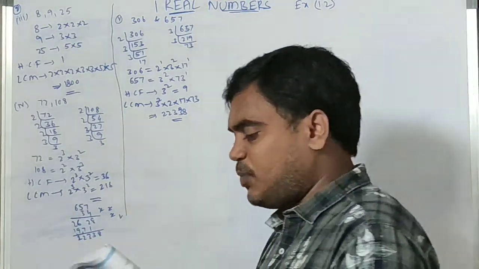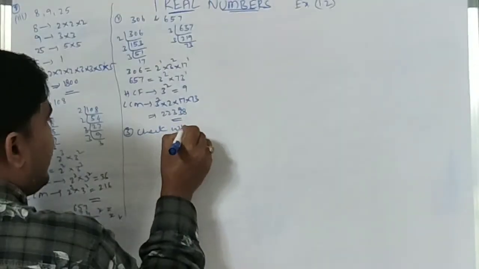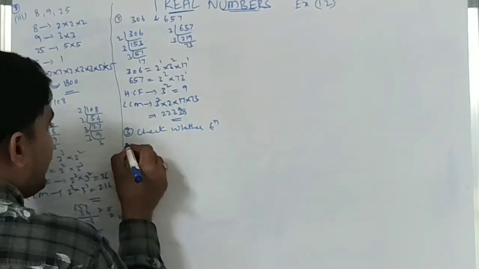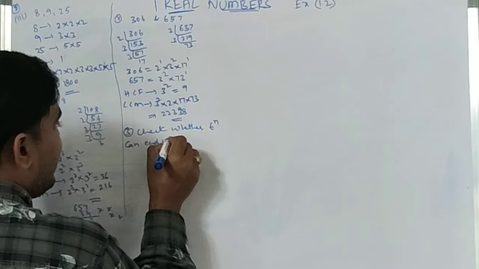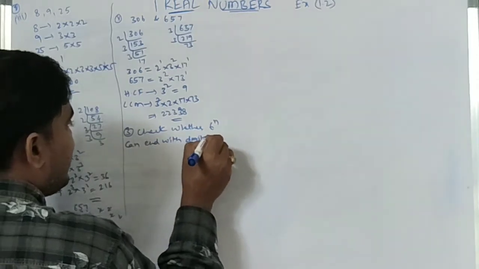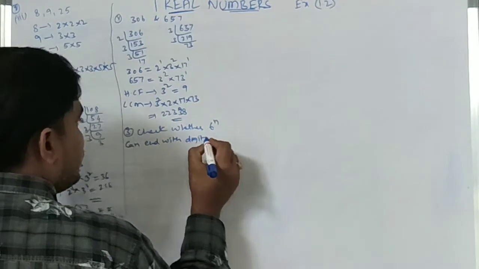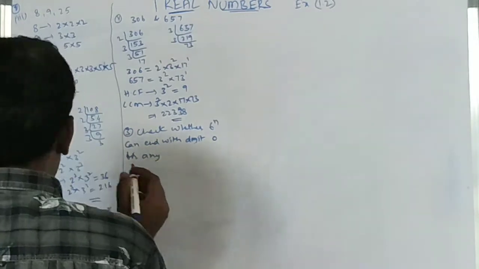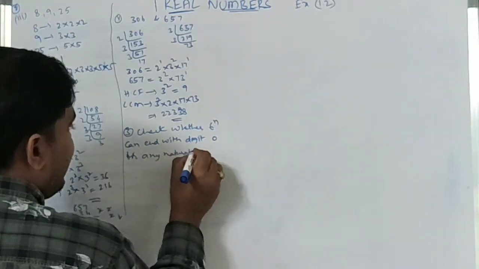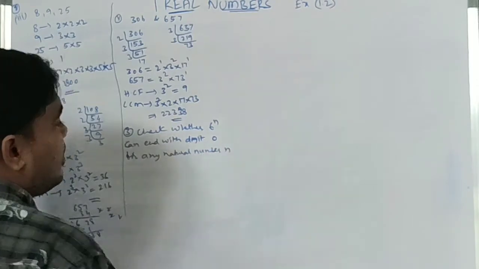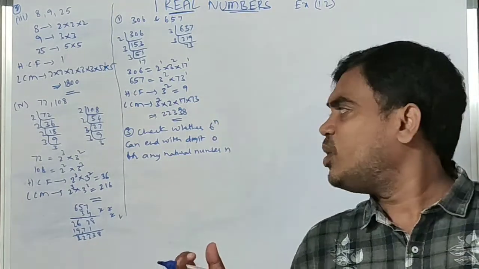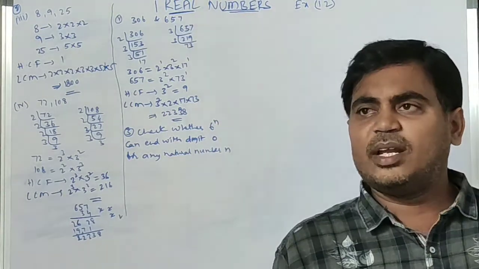Check whether 6 power n can end with the digit 0 for any natural number n. So whether 6 power n ends with digit 0 for any natural number n.